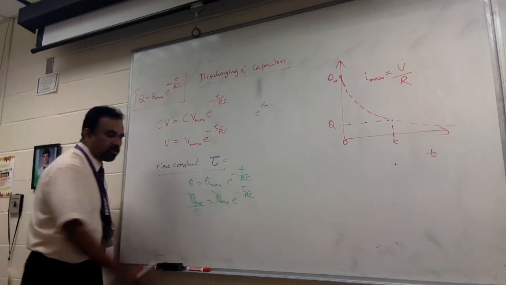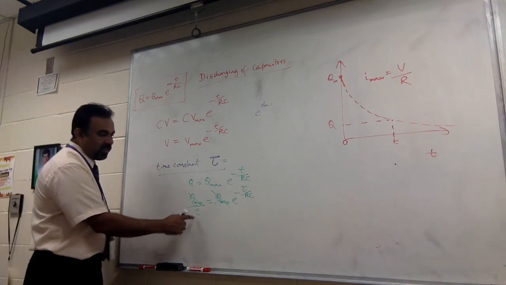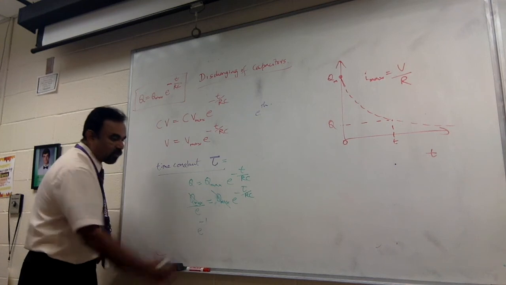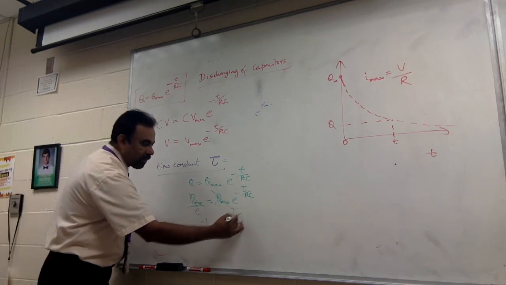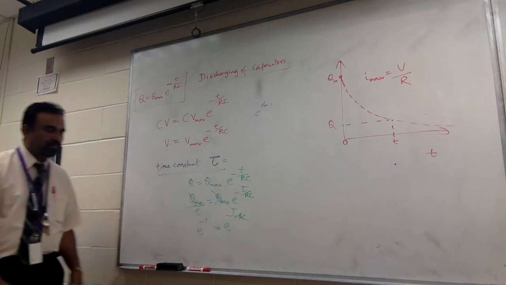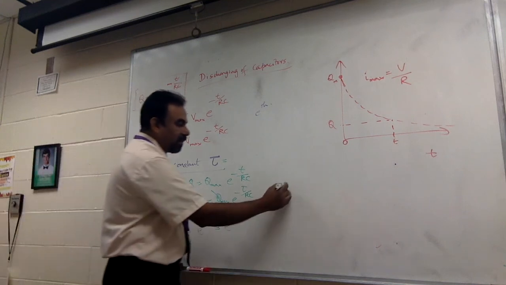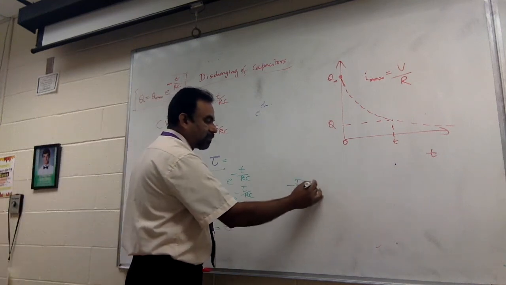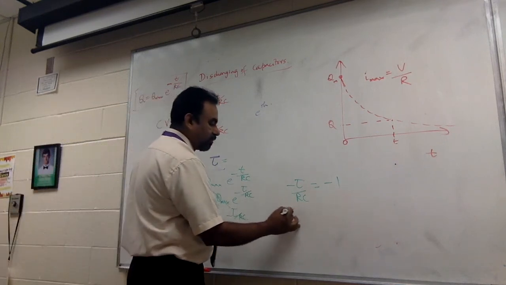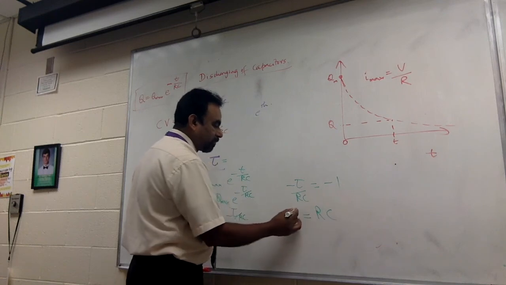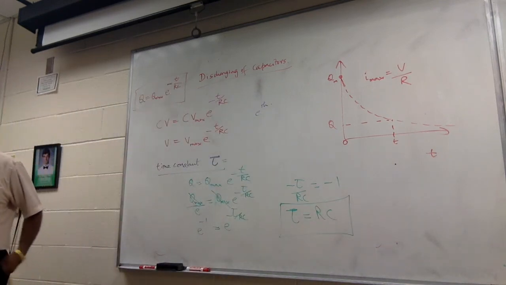And you can see that these two are gone, and this is now e to the power of minus 1 is equal to e to the power of minus tau over RC. Correct? So what is minus tau over RC? That's negative 1. So what is tau? Tau is RC.